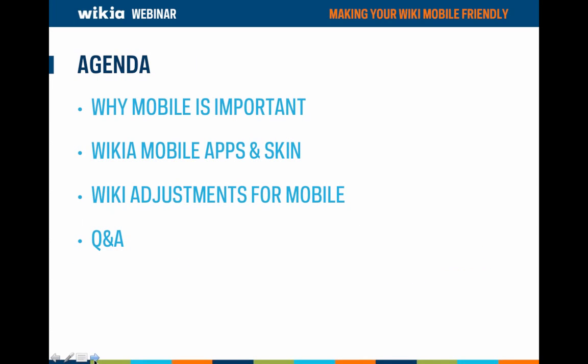So today we'll be talking about why it's important to consider mobile when working on your wiki. We'll introduce our brand new mobile apps that actually just came out this week, and we'll be overviewing how to adjust your wiki to look good on both mobile apps and our mobile skin. At the end, we're going to be taking questions, so feel free to submit them at any time via the GoToMeeting software. These can be questions all about the mobile skin, the mobile apps, about us developing these features, and if at any time there's any sort of sound issues, just let us know and we'll adjust the mic.